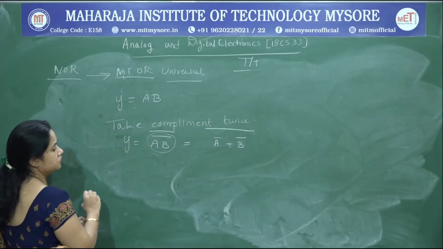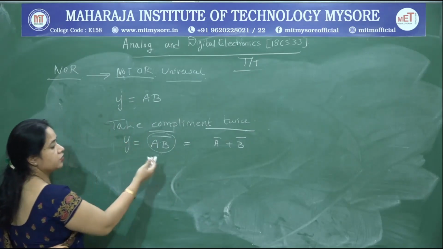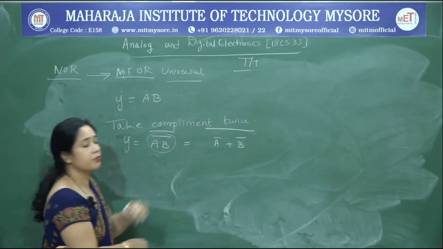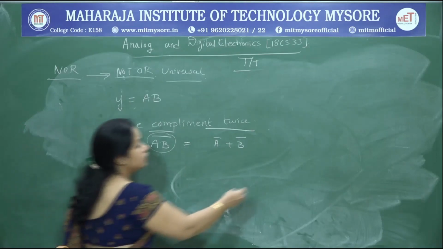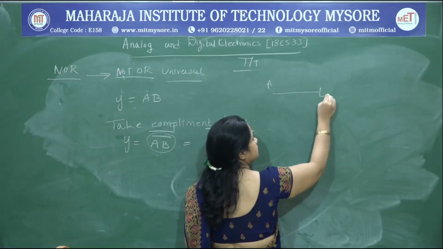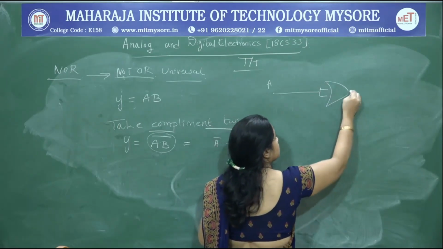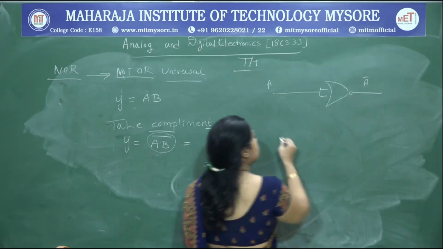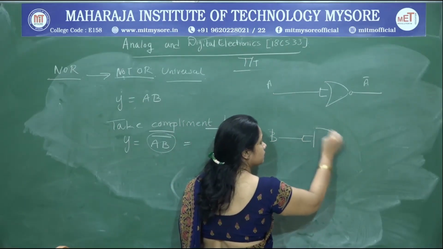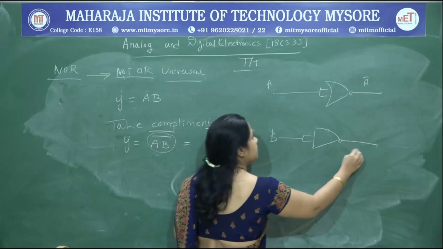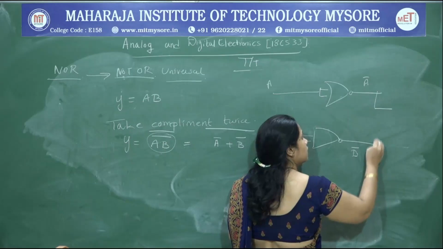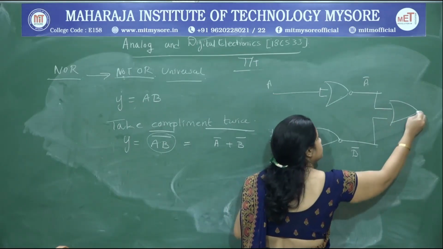Now it is possible for me to realize this using NOR gate. So, how do I get A bar out of A? This becomes A bar, and B bar out of B. This is a B bar. Now, what am I supposed to do? I just give it to one more NOR gate.